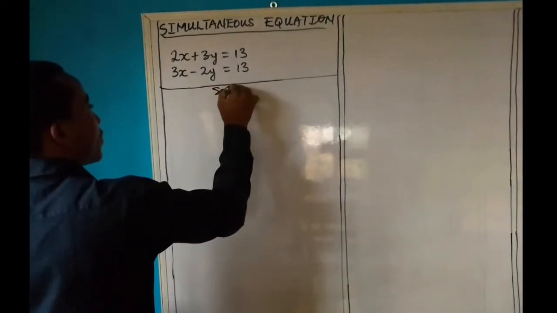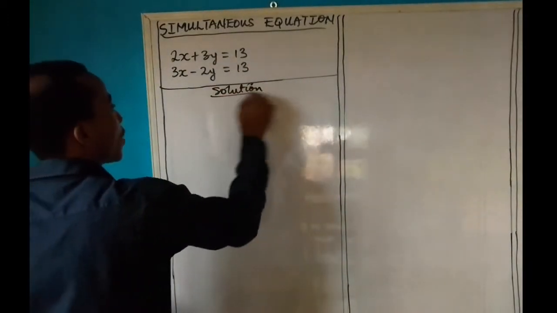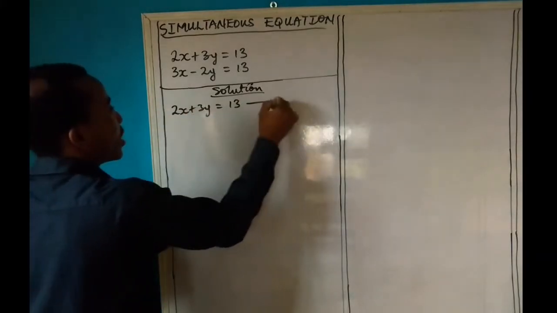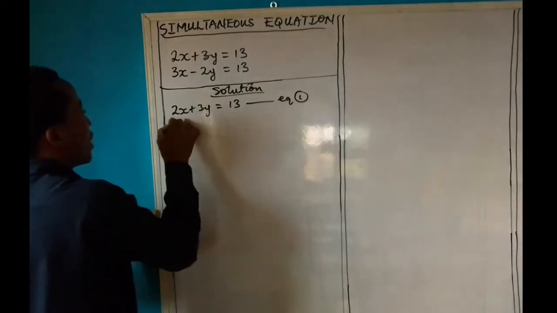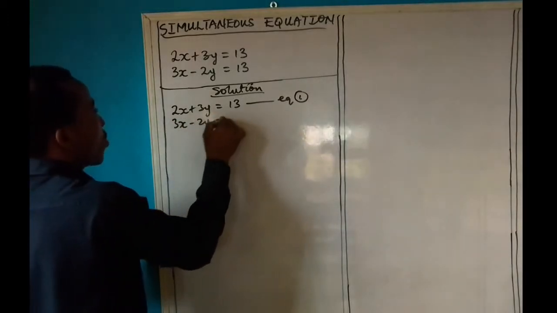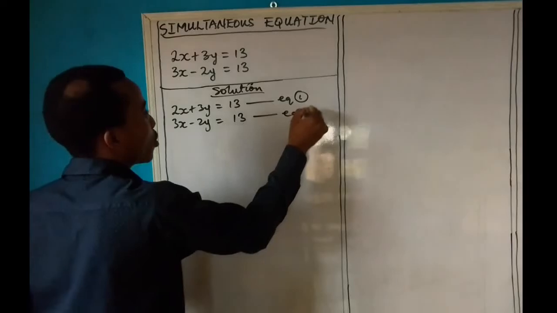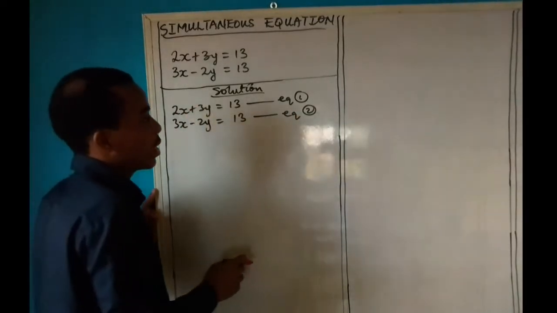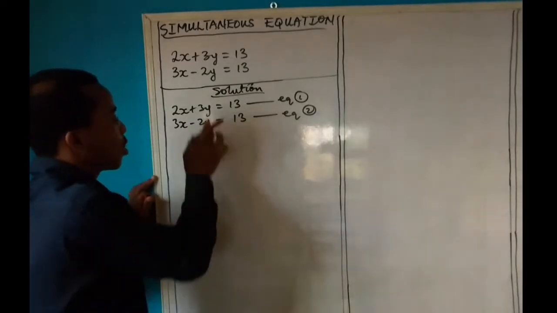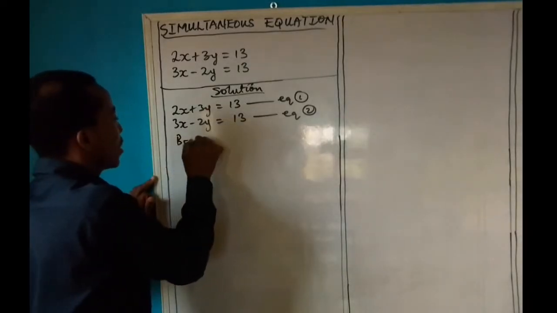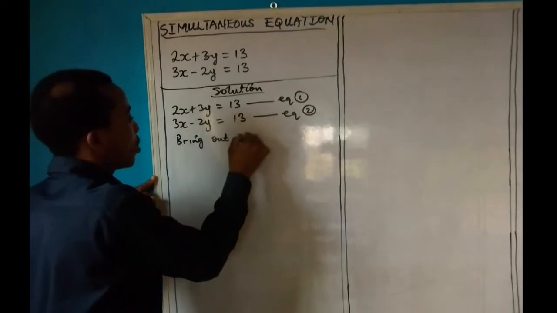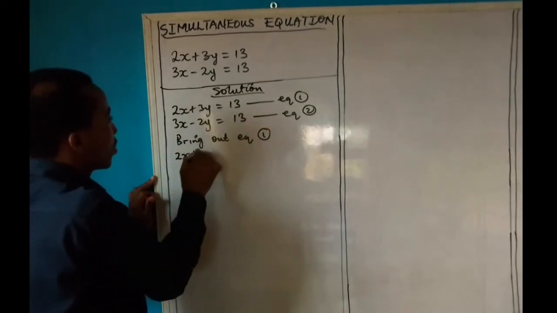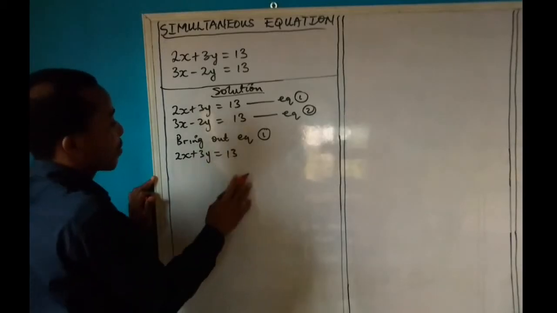Alright, now we have 2x plus 3y equals 13. This is equation 1. And 3x minus 2y equals 13. This is equation 2. The first thing we need to do from here is bring out what? Equation 1. Equation 1 is simply 2x plus 3y equals 13.